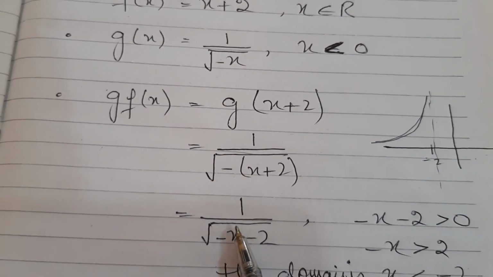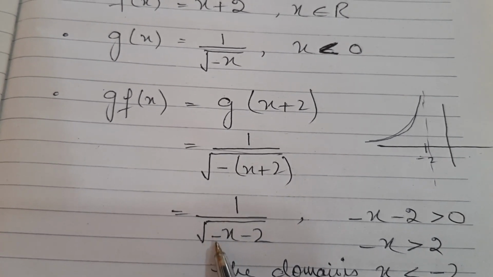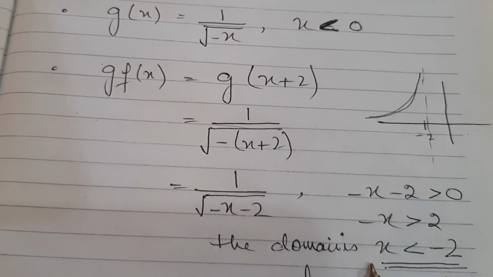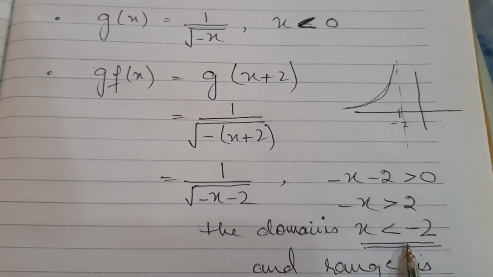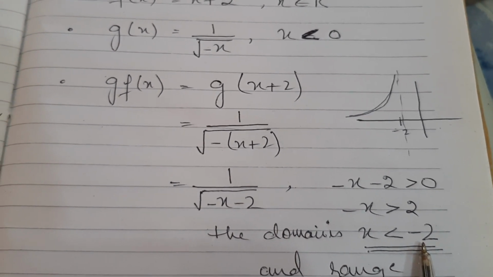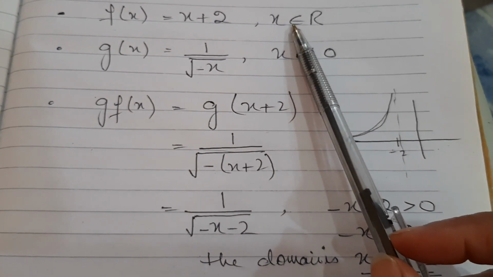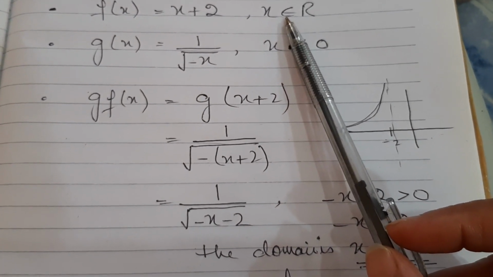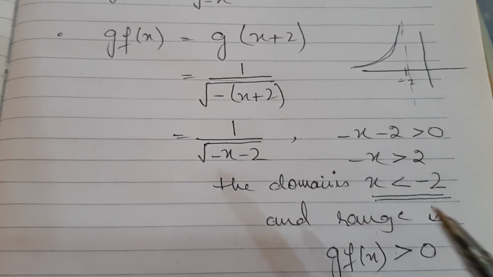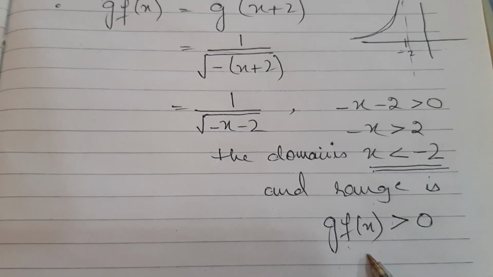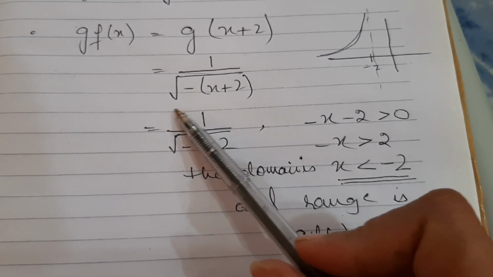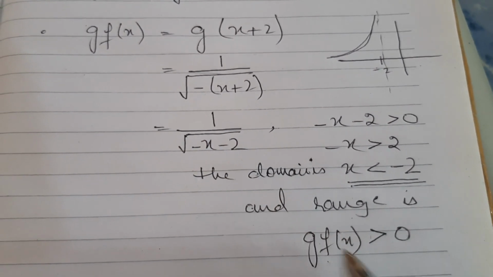I just simplified. Now this part needs to be greater than 0, because if it is positive, then the root of a positive number exists. So what did I end up with? That x is less than minus 2. So you see the domain of the composite function is x less than minus 2, whereas initially the input function has x belongs to real numbers. So it may be different, but within that range. And the range is greater than 0, because whenever this is positive, your answer for the overall function will always be greater than 0.